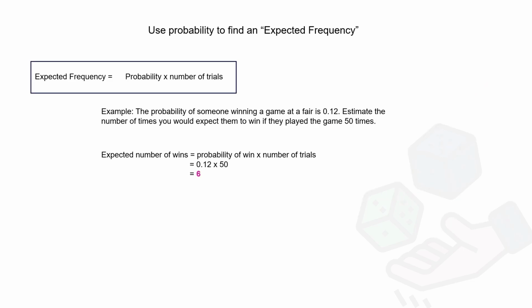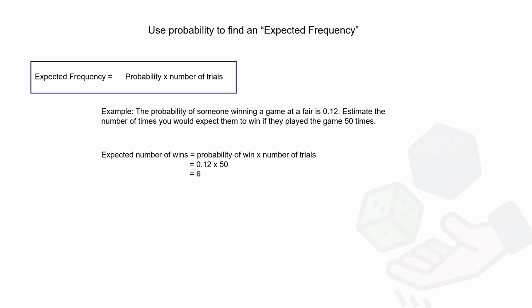Once you know the probability of something, you can predict how many times it will happen in a certain number of trials. For example, you can predict the number of heads you could expect if you tossed a fair coin 50 times. This prediction is called the expected frequency. The formula for expected frequency is probability multiplied by the number of trials.